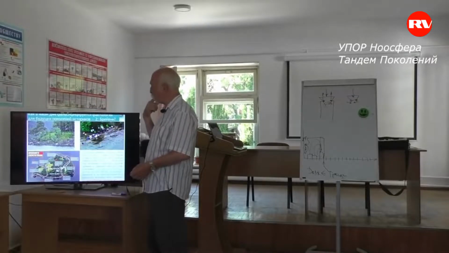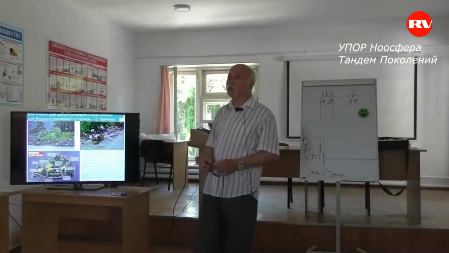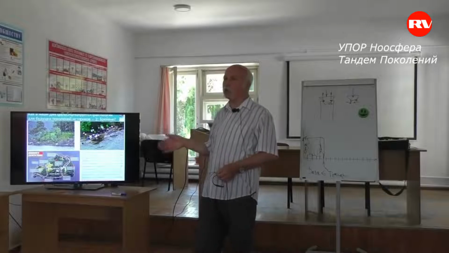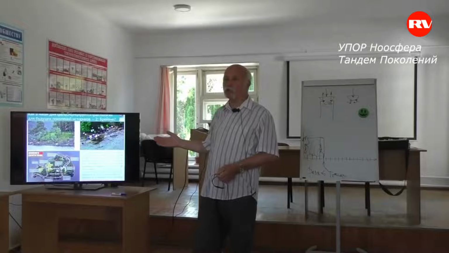And this here is the official route of Breivik. How he killed 67 people in an hour and a half on Utoya. If we believe in words, then we can believe anything. If we turn on the brain and start thinking, that is, drawing a cartoon, then we can see a lot of things that do not fit into the official version of events.